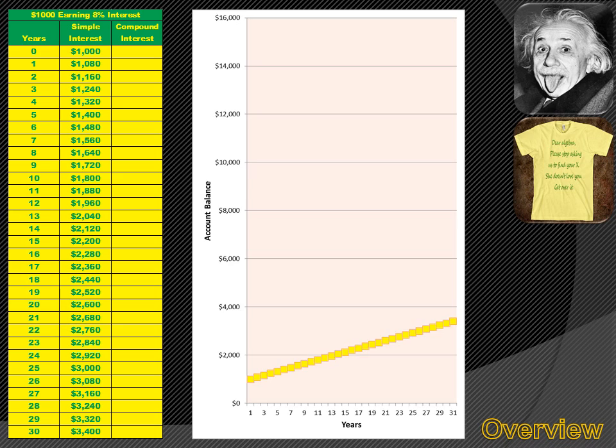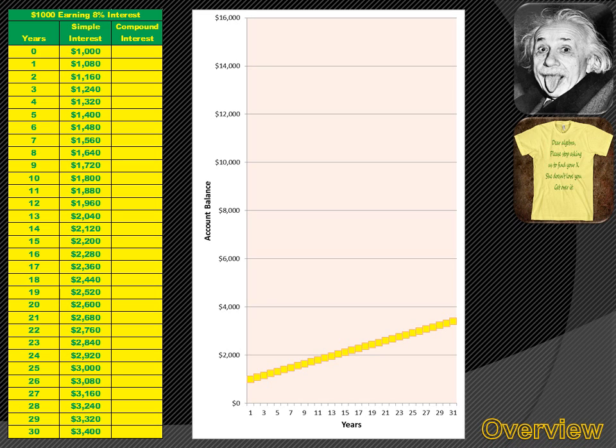Well, that's pretty good. And if you graphed it, you'd see that the amount of money you've got is increasing, and it's increasing linearly. It's going up regularly, the same amount of change each year. Well, let's look at an exponential function. Compound interest is an exponential function. And basically the difference between simple interest and compound interest is this.